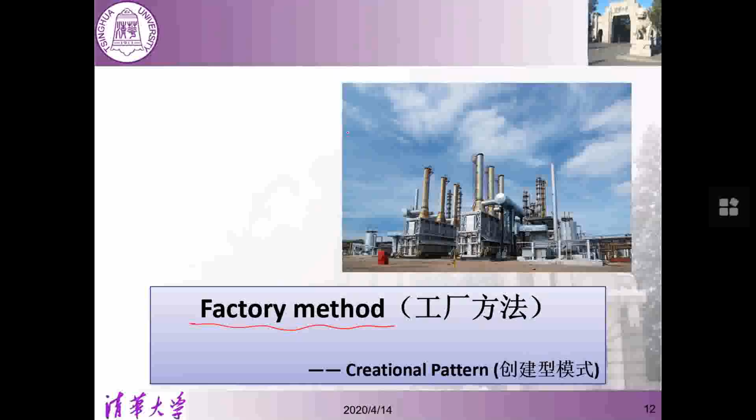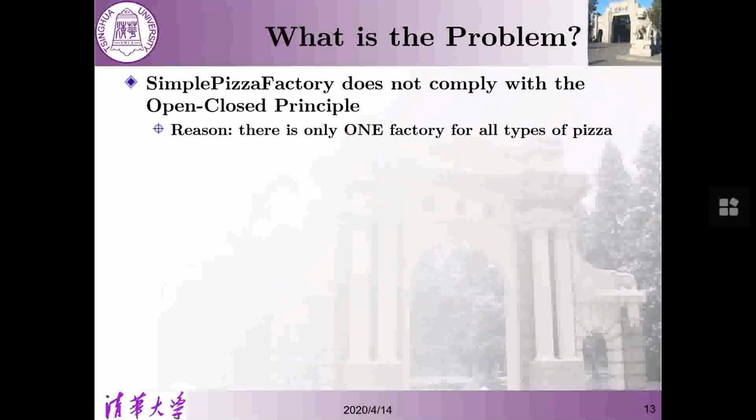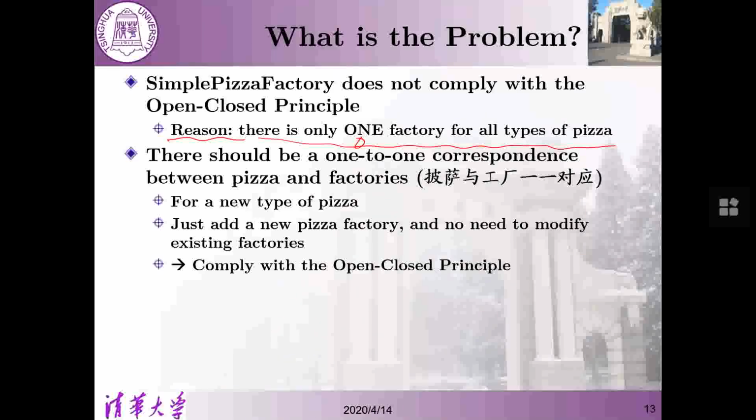Okay, now we learn the factory method. It is also a creational pattern, for creating objects. The problem is that simple factory does not comply with the open close principle because there's only one factory for all types of pizza. The solution in factory method is to give a one-to-one correspondence between the factory and the pizza. For a new type of pizza, we just add a new pizza factory along with the new type of pizza. We do not modify the factory. So this is the solution in factory method to avoid the violation of the closed principle.